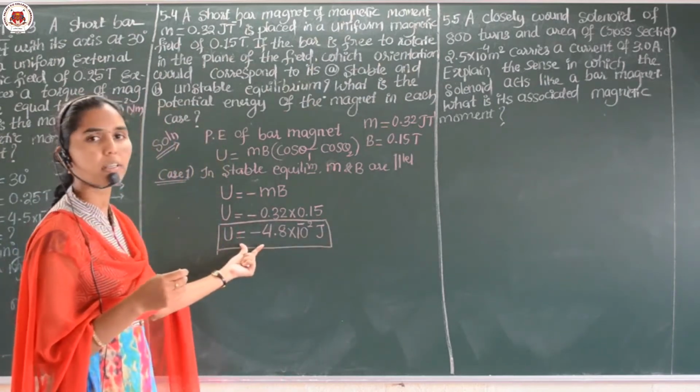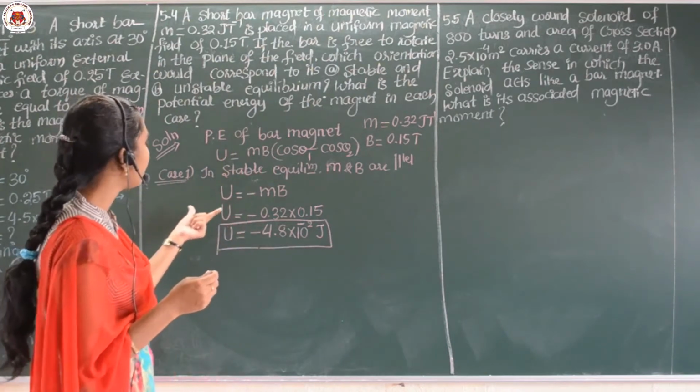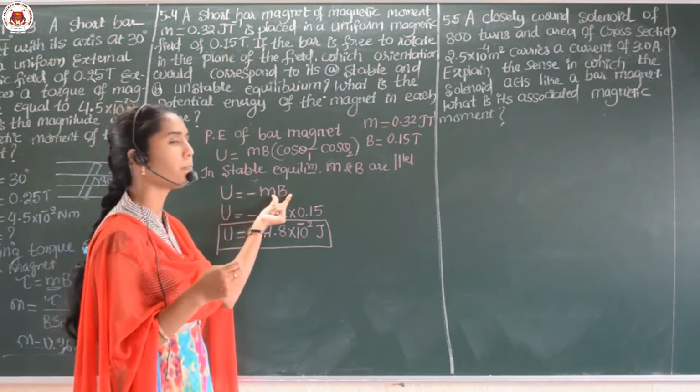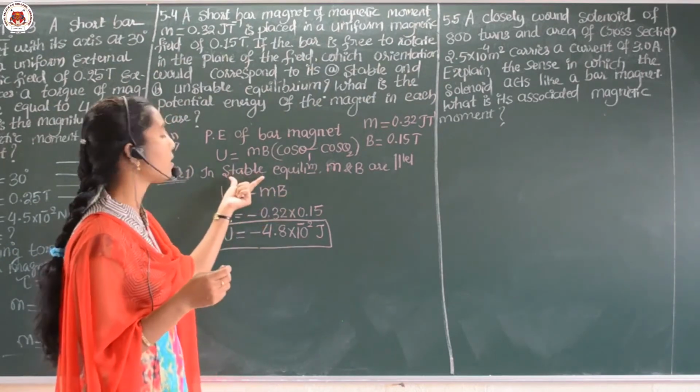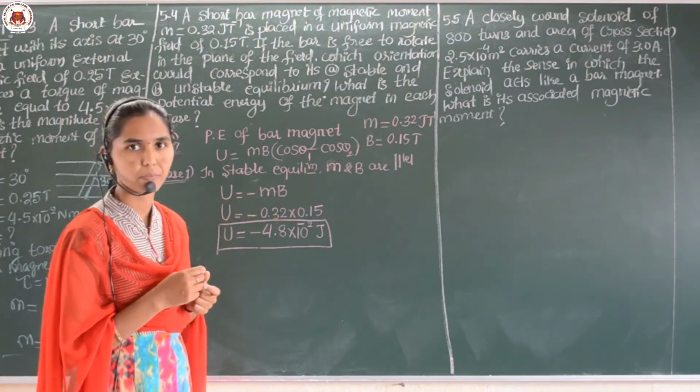This is the potential energy of the bar magnet when the magnetic moment m and the field B are parallel and the bar magnet is in the stable equilibrium state.